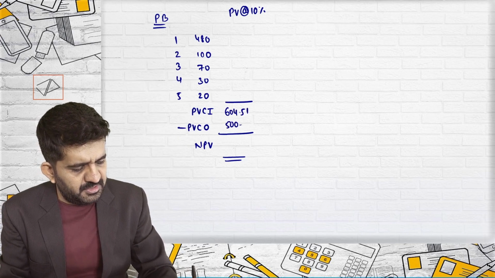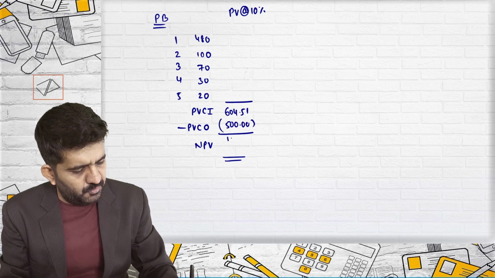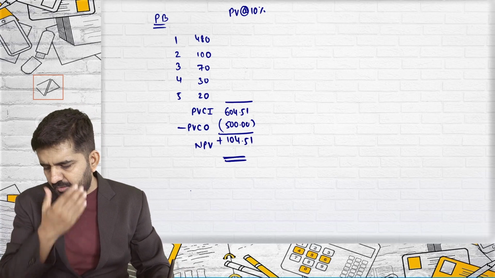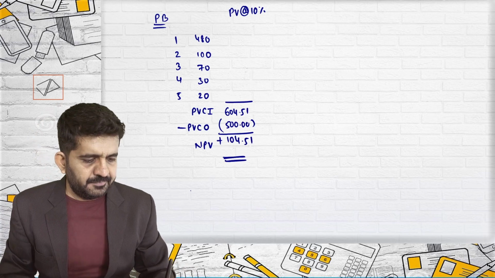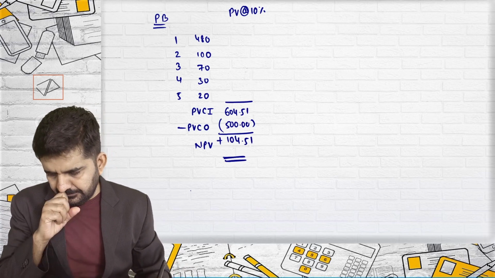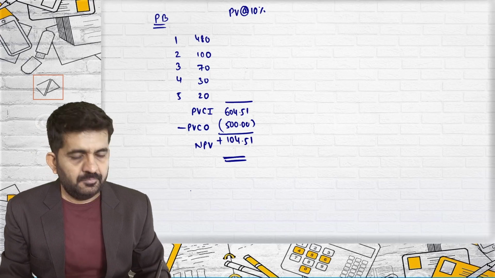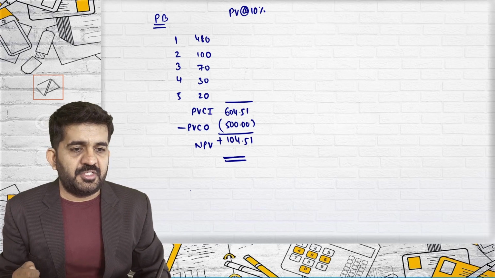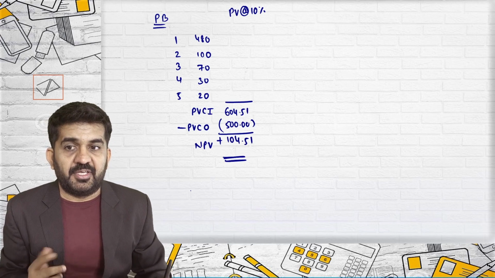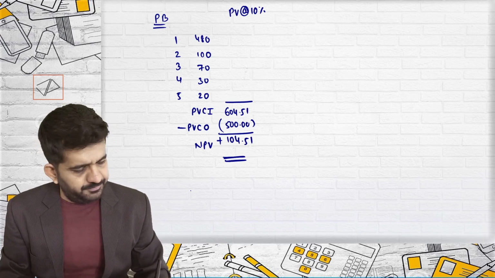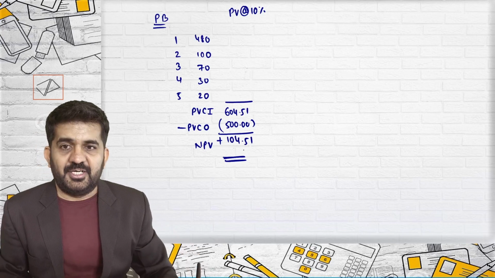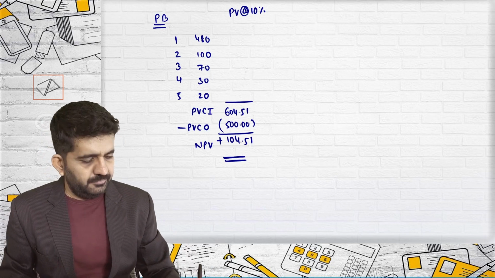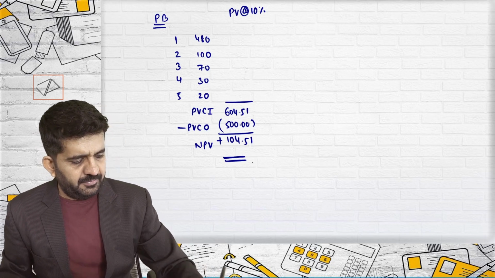604.51 minus 500 is 104.51, positive. That is my NPV. Tell me if your calculator answer is different. If you have found otherwise, then it is all right. In calculator, I am getting this answer, 104.51 is NPV.